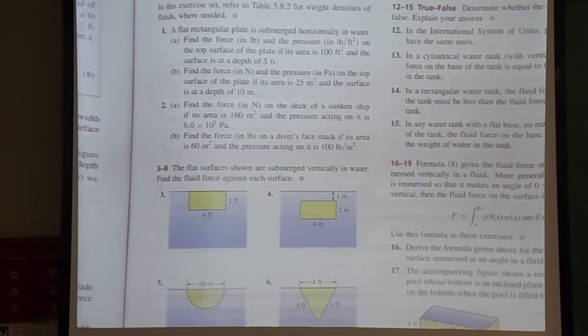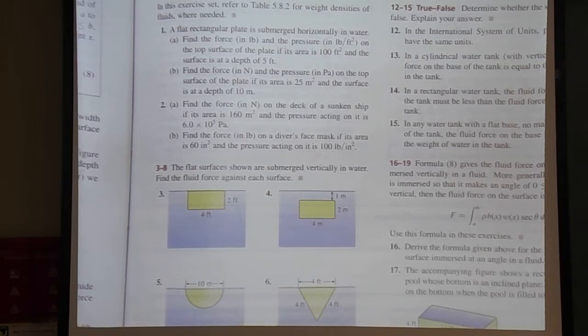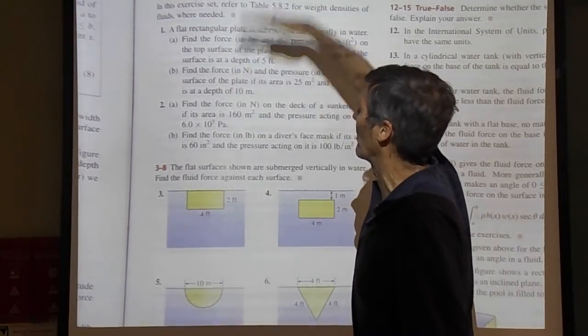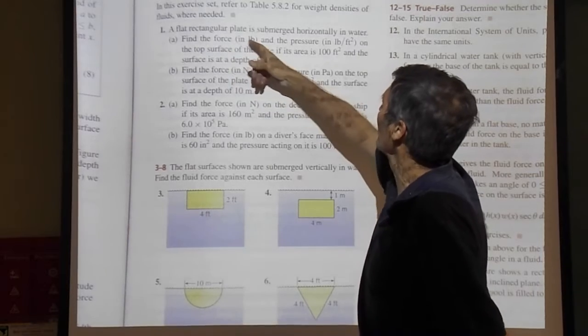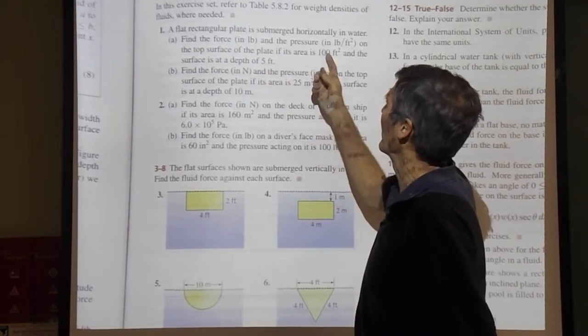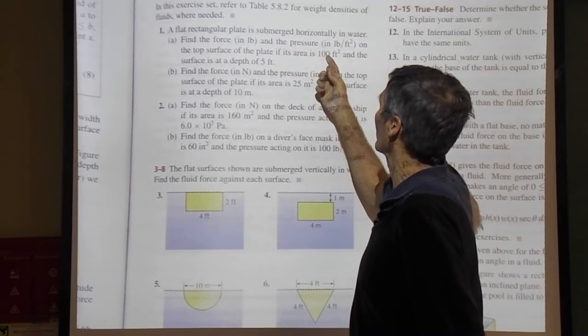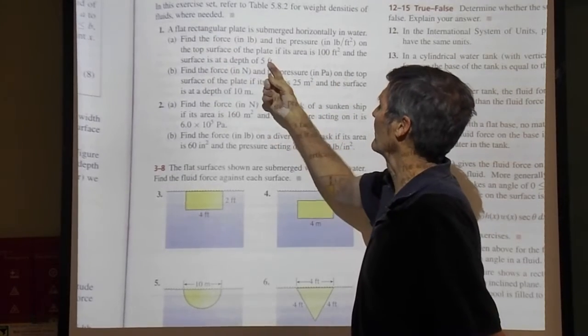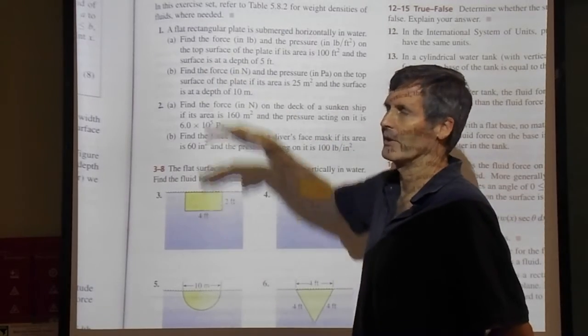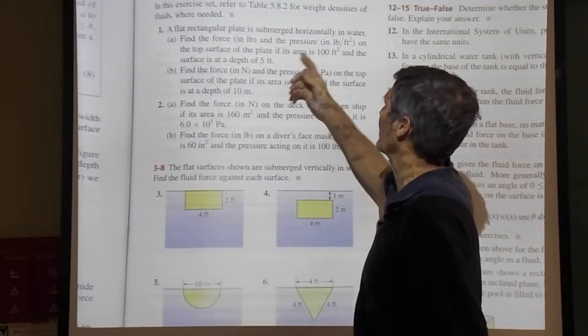And then there are a few problems in the text I just want to introduce you to. I think you'll find these straightforward. It starts off with a horizontal plate instead of a vertically submerged plate. Suppose it's submerged this way with water sitting on top of it. Find the force in pounds and the pressure in pounds per square foot on the top surface of a plate if its area is 100 square feet and the plate is at a depth of 5 feet. Well, again, it's just the total weight of the water sitting on top of it.